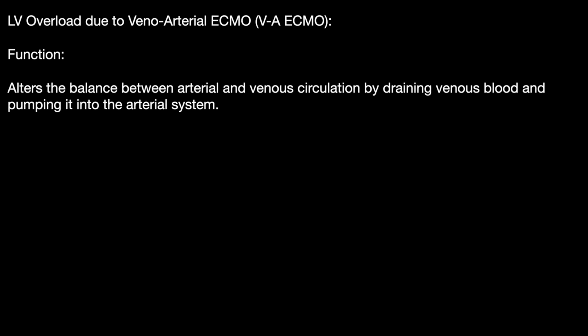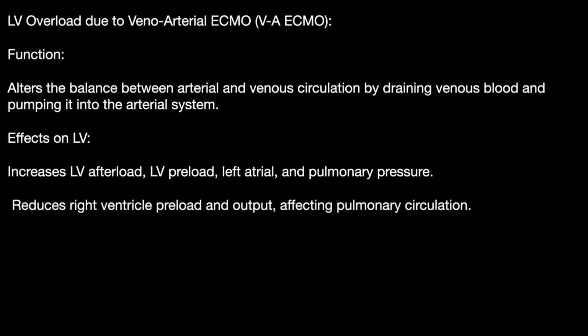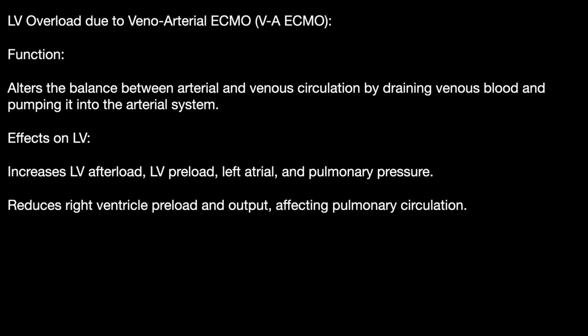Now the concept is, once we put a patient on ECMO, we need left ventricle unloading. Why is that? Because ECMO alters the balance between arterial and venous circulation by draining venous blood and pumping it into the arterial system. What it does is it increases the left ventricular afterload, increases the left ventricular preload, and the left atrial and pulmonary pressures. Because the blood is being drained from the venous side and pumped into the arterial system, my afterload increases, and the preload and the pulmonary pressures are also increasing. It reduces the left ventricular preload and output, thereby affecting the pulmonary circulation.